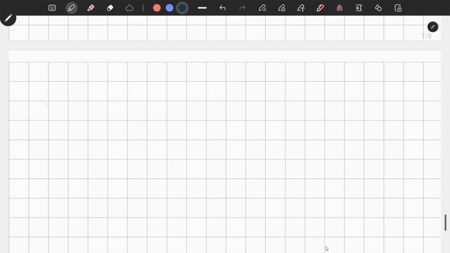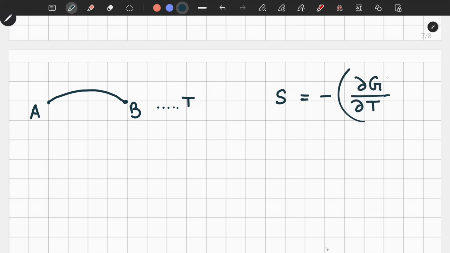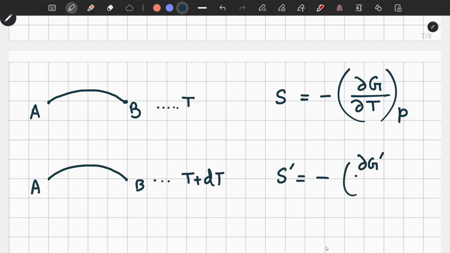Just focus. No, it's not difficult. Just focus on this: it's only this process occurring at T. Then for this process I can write entropy S equal to this. Okay, so let me write it as S. And for the second process, when it is T plus dT, then it is, let's say, S prime. So it will be like this.